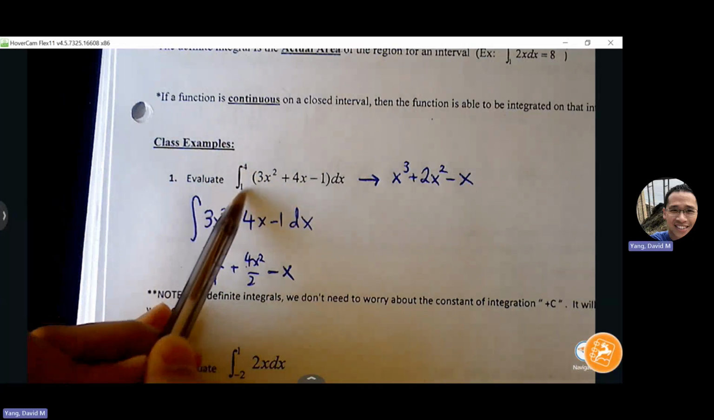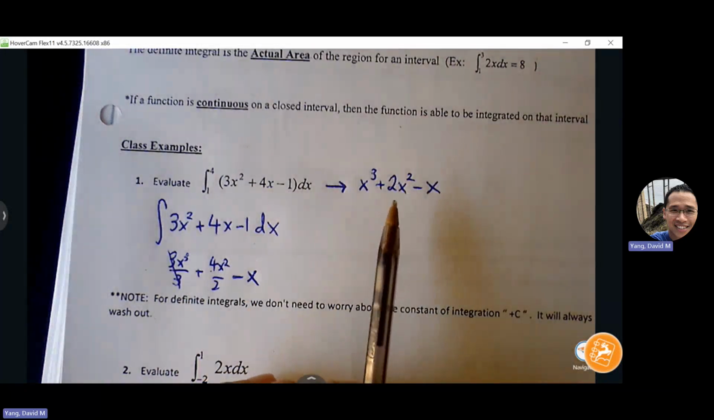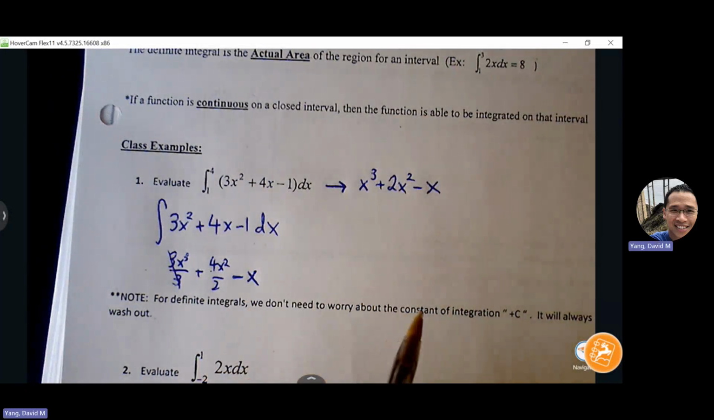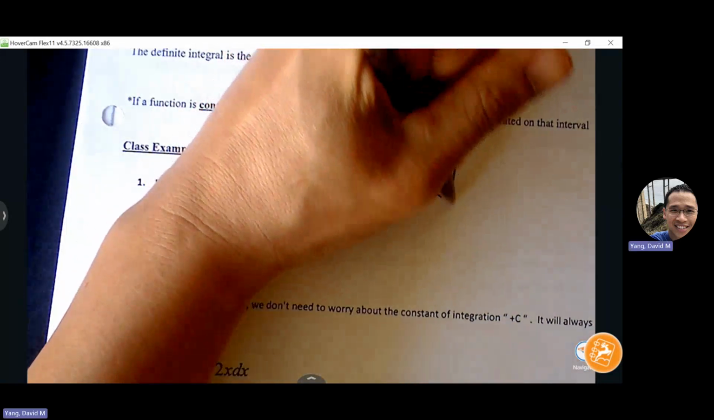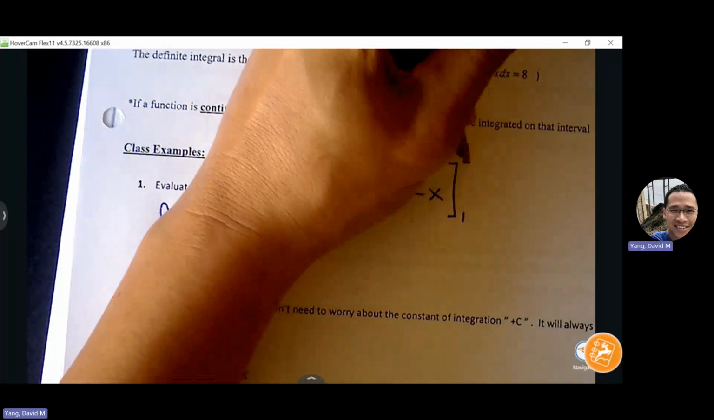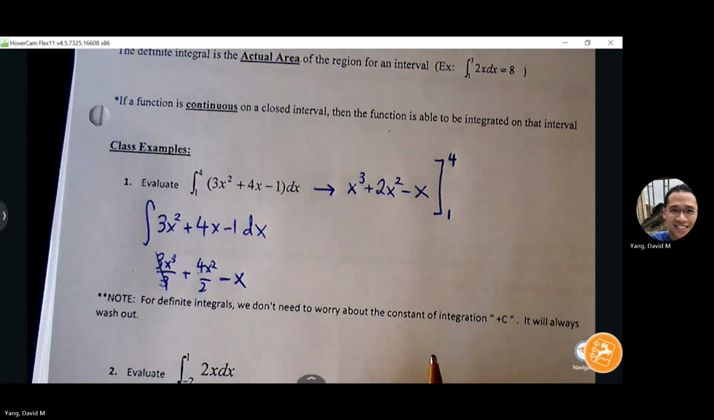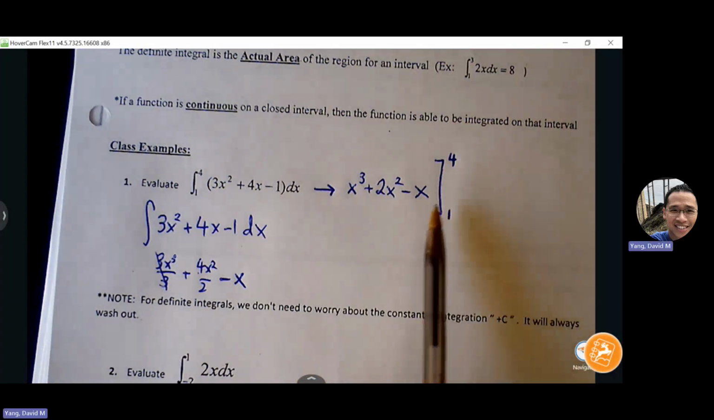The way the notation is represented to indicate the bounds. Yeah, good question. We're going to leave that plus c out, and we're not going to involve that plus c. We're just going to put the 1 and the 4. I'll talk a little bit about why that plus c is not needed.